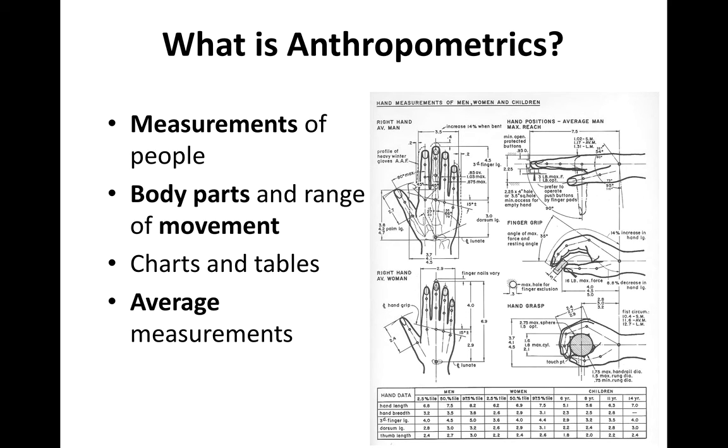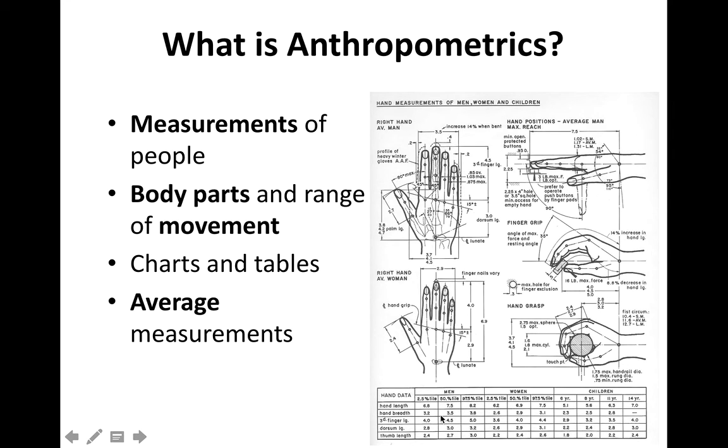Part of ergonomics is looking at anthropometrics. Anthropometrics is all about measurements of people. That includes body parts, such as length of arms, length of legs, but it also includes the range of movement. In other words, what kind of movement can I get out of my arm? What kind of path can it take? How far can I manipulate my thumb? And anthropometric data is often presented in charts and tables like this on the right.